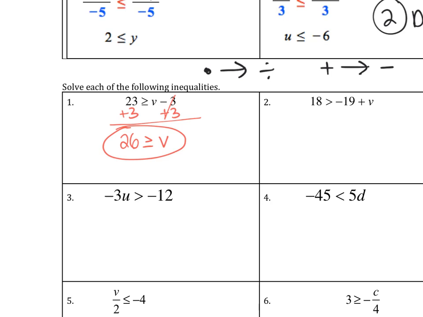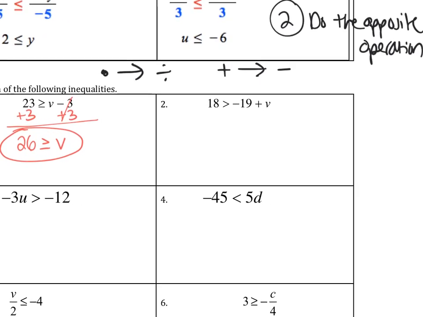In the next one, number 2, we have 18 is greater than -19 plus v. Remember, same as when we're solving one-step equations, if there is a negative sign out front of the number, then that is telling you that it is a negative number, and in order to do the opposite and solve this, we have to add, okay? So I'm going to add 19 to both sides because it is a -19.